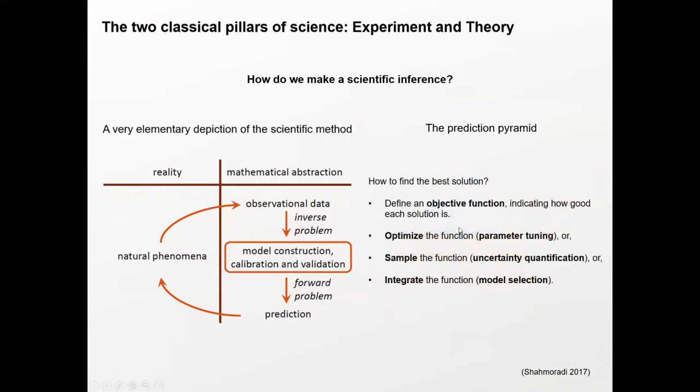Okay, so the major challenge in all scientific inference problems, from deep learning, machine learning, weather forecasting, bridge construction, everything, boils down to a set of simple tasks. In text, not really in practice. First of all, we have to define a mathematical objective function that represents how good each solution to the problem is. And then we have to optimize this objective function, which is called parameter tuning, or sample this objective function, which is called uncertainty quantification, or integrate this function, which is called typically model selection.